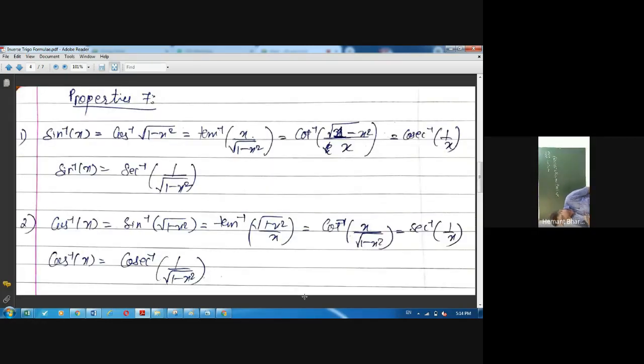Then next, property number 7. This is very, very important. If you see this, we have written sine inverse in terms of all the trigonometric ratios, then cos inverse in terms of all the trigonometric ratios, then tan inverse in terms of all the trigonometric ratios, and cot inverse in terms of all the trigonometric ratios.